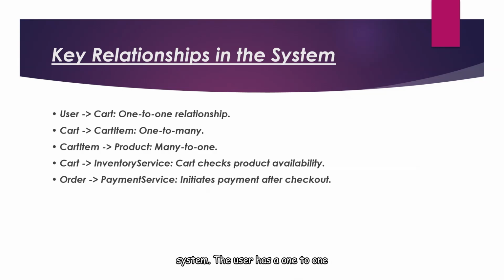The user has a one-to-one relationship with the cart. Each user has exactly one cart at a time. The cart class in turn holds multiple cart items, establishing a one-to-many relationship. Each cart item refers to a product, so we have a many-to-one relationship between these two.